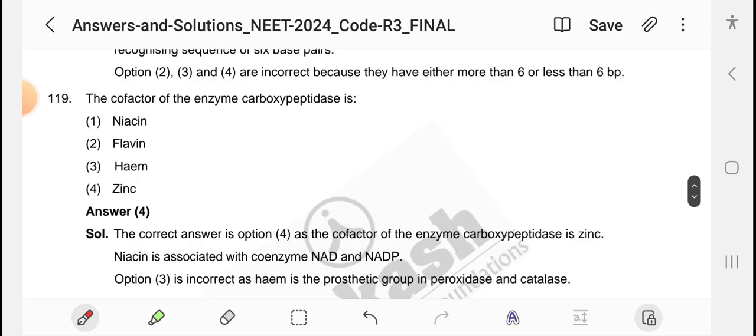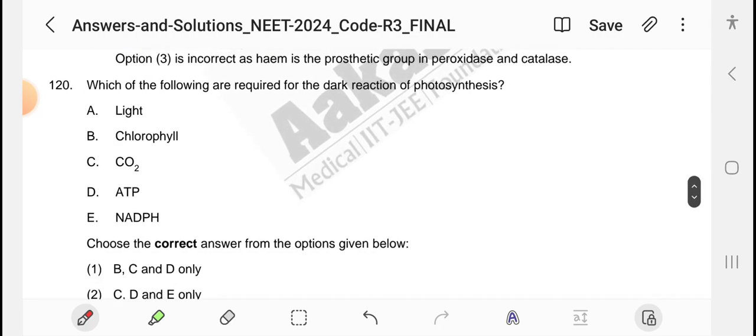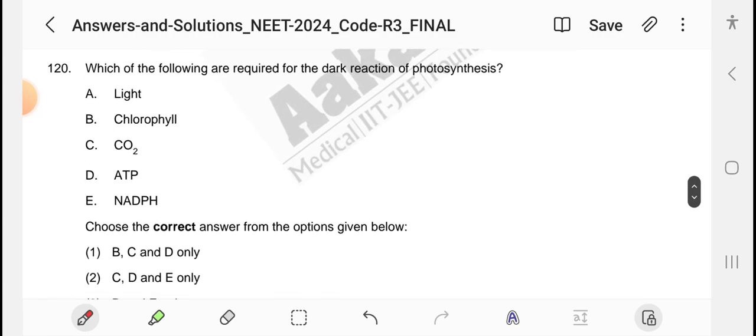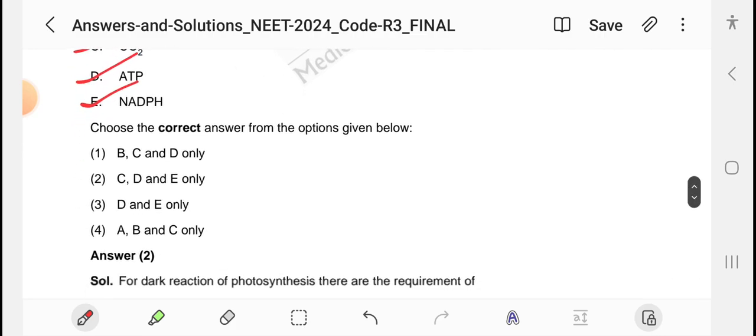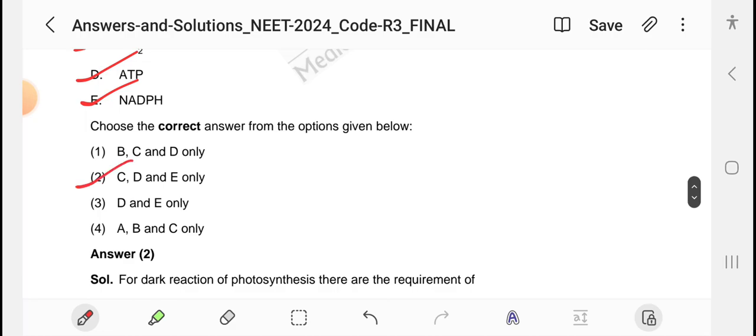So your next question, the cofactor of the enzyme carboxypeptidase. Carboxypeptidase would be option number 4, which is zinc. So your next question, which of the following are required for the dark reaction of photosynthesis? So CO2 is required, ATP is required, NADPH is required. So the correct option would be option number 2, that is C, D and E only.